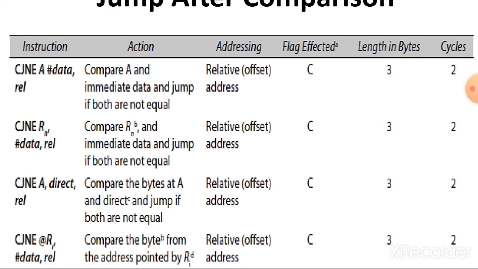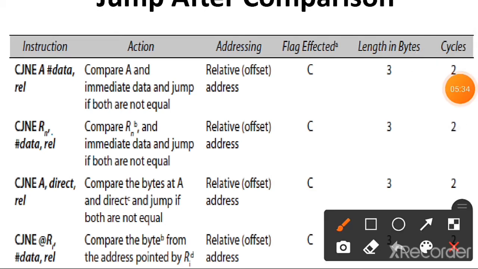Then CJNE Rn, comma, hash data, relative address. Here we compare the first two bytes, the content in Rn and the hash data, and if not equal, then jump to the location specified in the relative address.